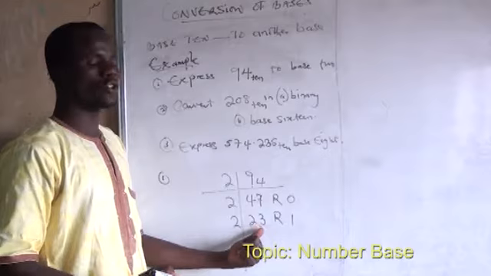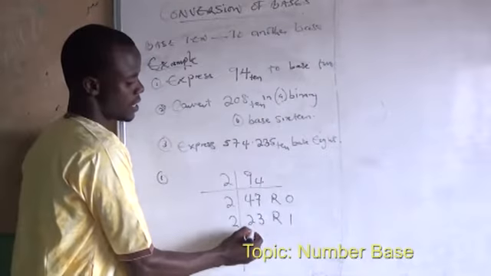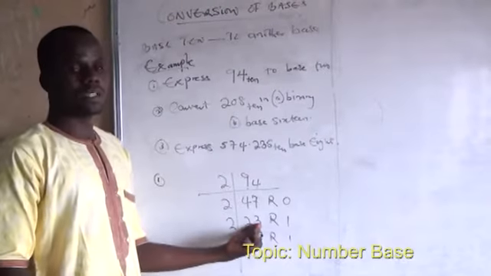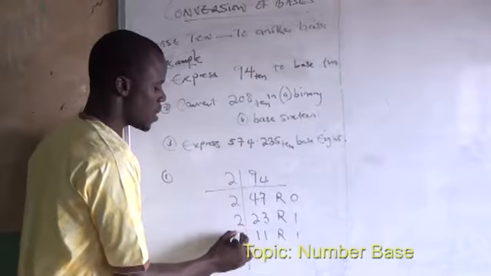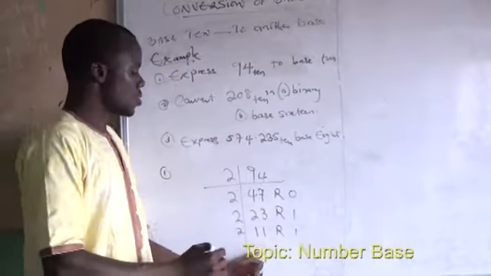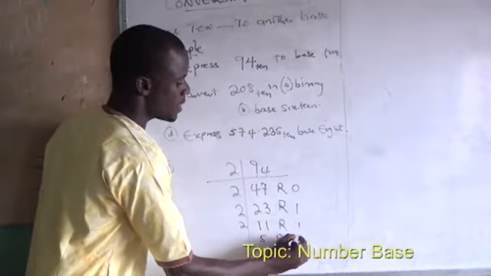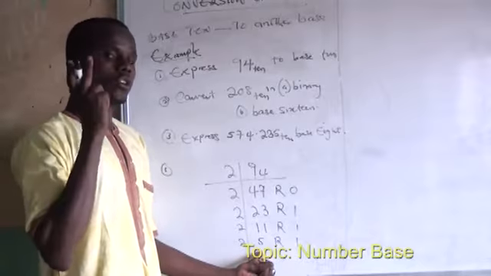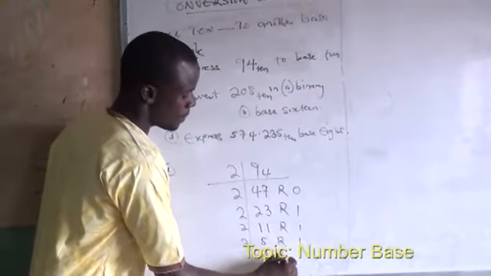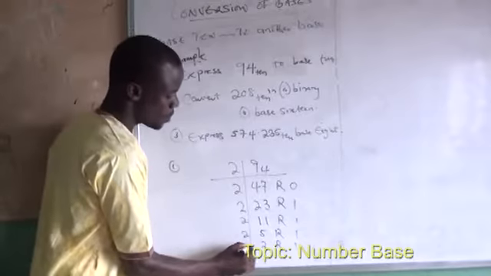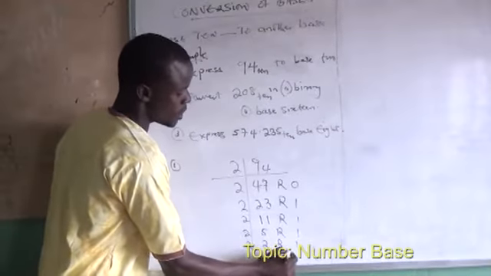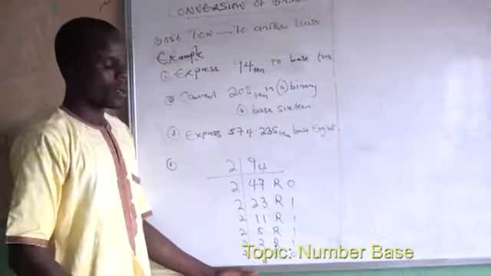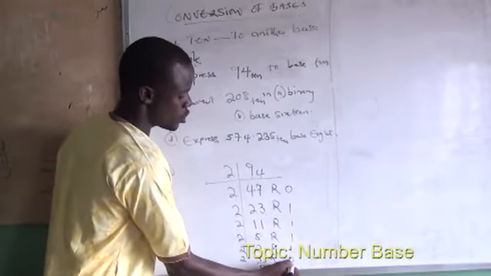Then we say 2 into 23, it goes 11, remainder 1. Then 2 into 11 goes 5 times, remainder 1. Then 2 into 5 goes 2 times, remainder 1. Then 2 into 2 is 1, remainder 0. Then 2 into 1 goes 0, but we write the remainder here, which is 1.